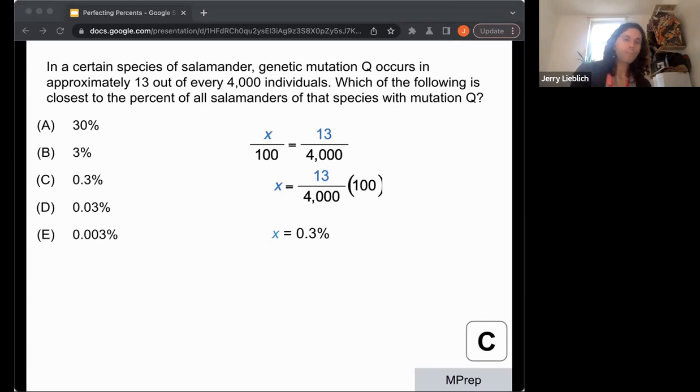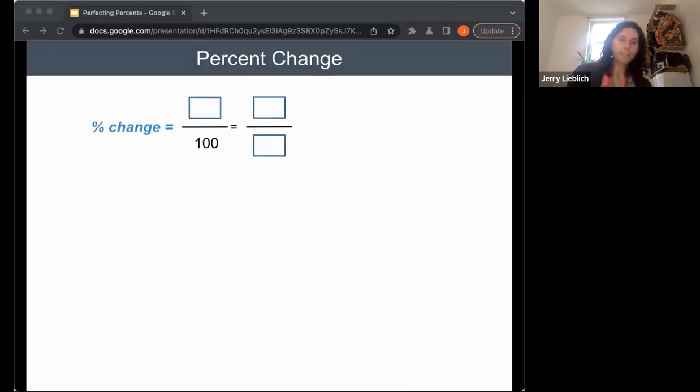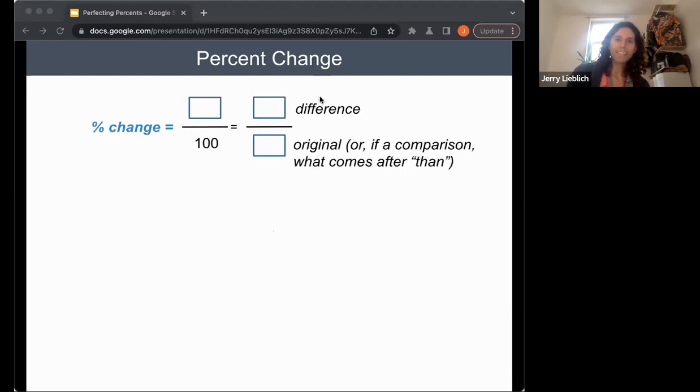So far we've been dealing with percent of. Percent over 100 is the fraction over the whole. But there's another kind of percent we're going to see on the test, which is percent change. And this has a different formula. Percent change over 100 is the difference over the original. The difference or the change is just one value minus the other value.